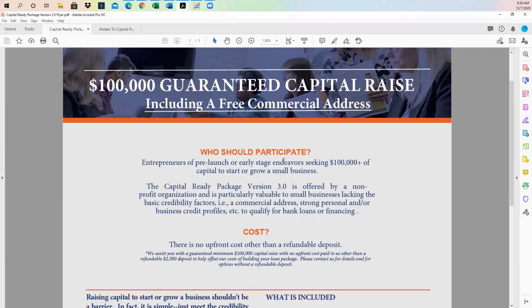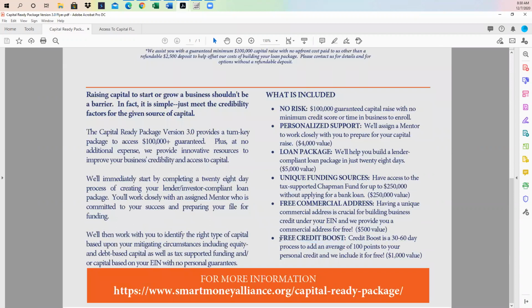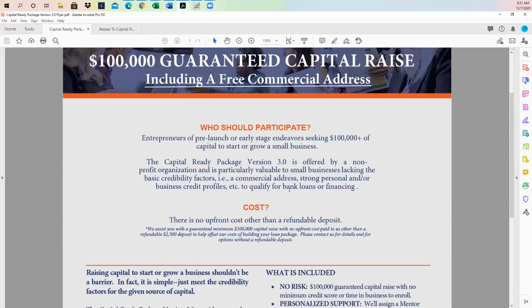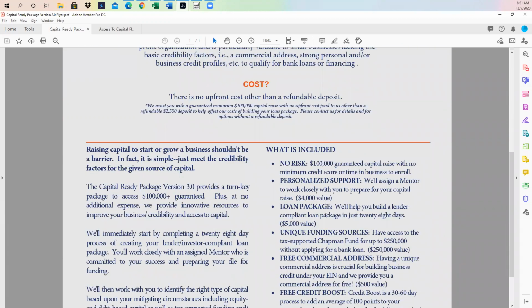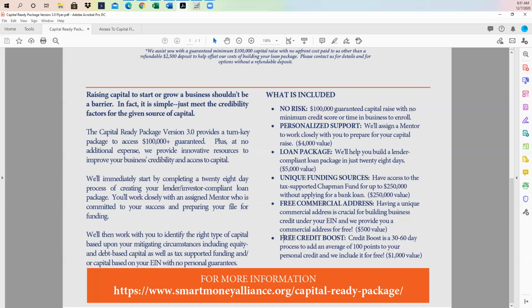Robert's asking about the credit boost. So again, no, the credit boost is included for free. That's why it's called free. That's why I'm saying it's an extra benefit. In the Capital Ready 3.0, which is what we're talking about here, right? The credit boost is included, and they don't have to pay anything for it. And they get the commercial address, Robert, for no charge. That's why it's called free. Thank you for that question, Robert.